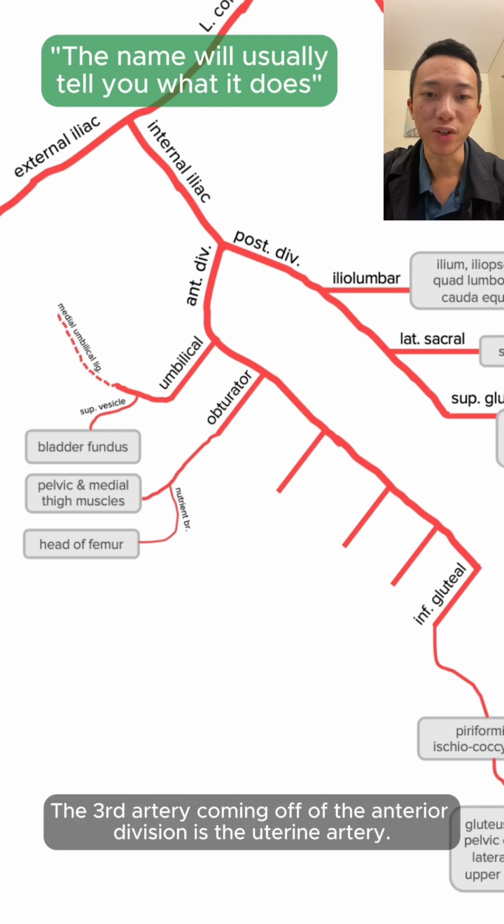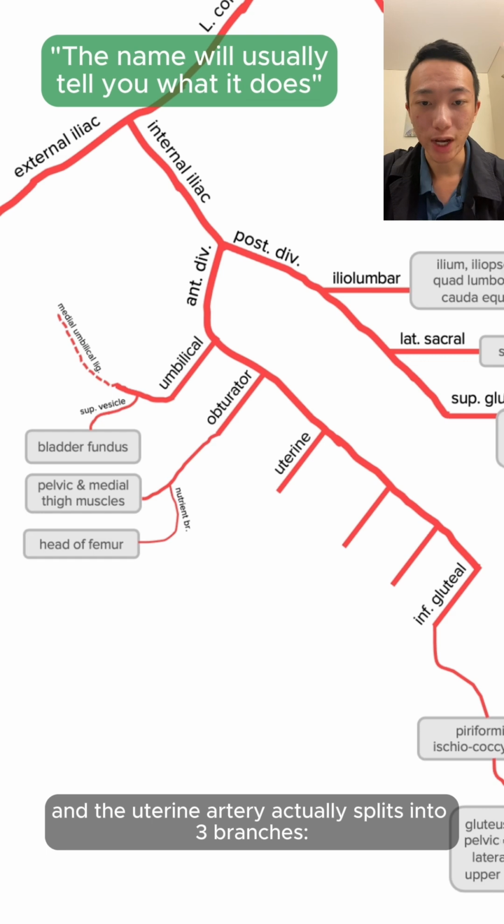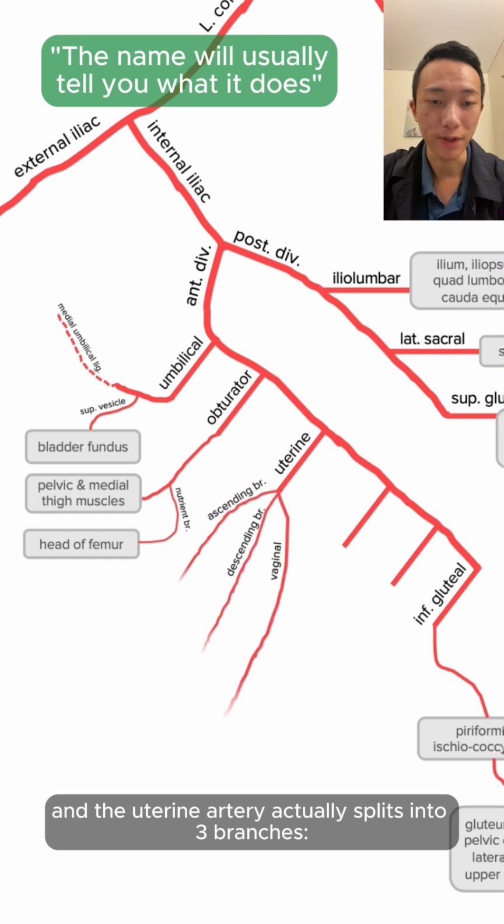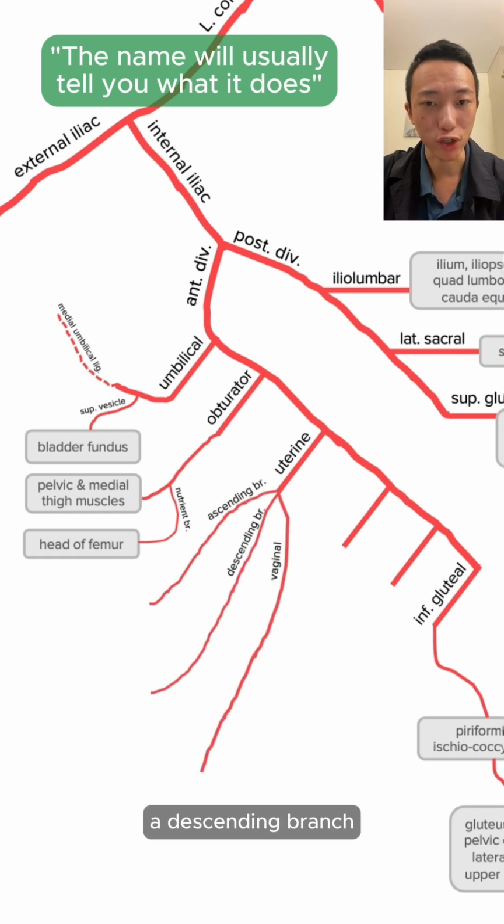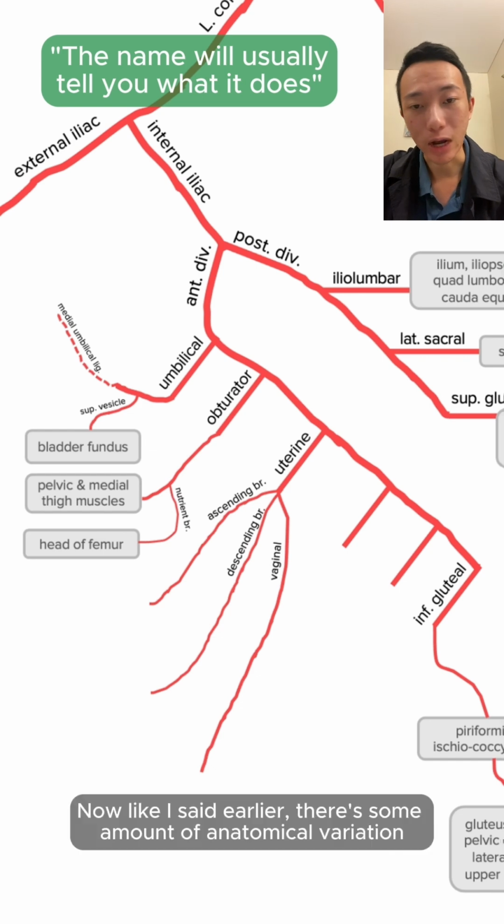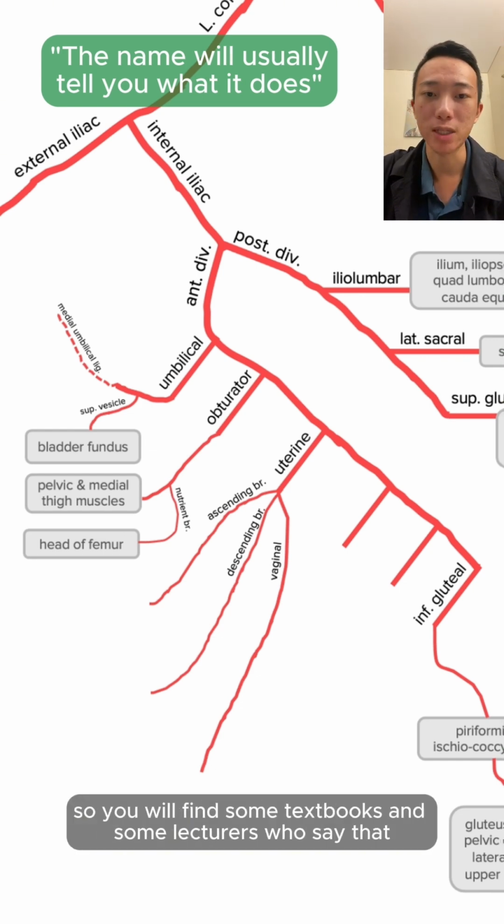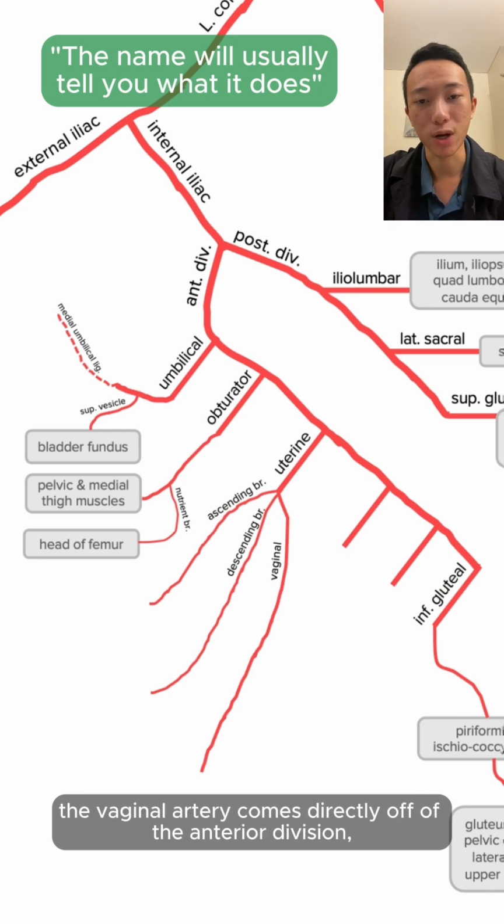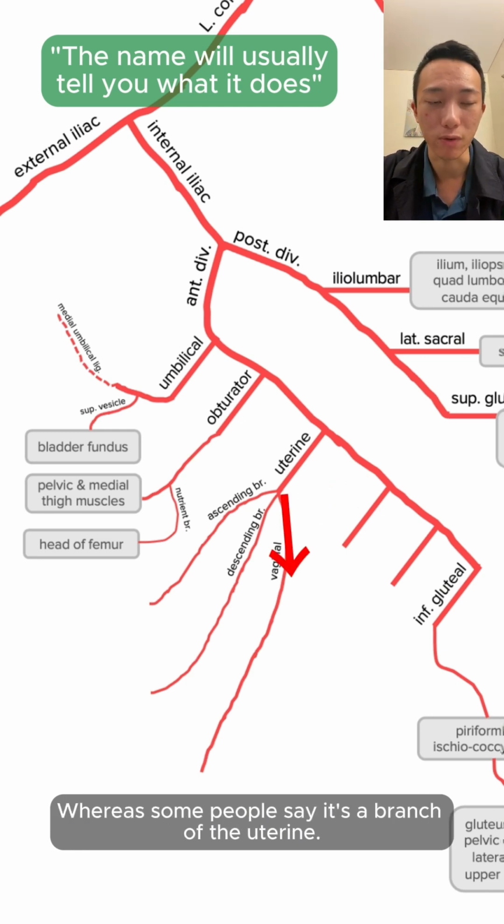The third artery coming off of the anterior division is the uterine artery, and the uterine artery actually splits into 3 branches, an ascending branch, a descending branch, and a vaginal artery. Now, like I said earlier, there's some amount of anatomical variation, so you will find some textbooks and some lecturers who say that the vaginal artery comes directly off of the anterior division, whereas some people say it's a branch of the uterine.